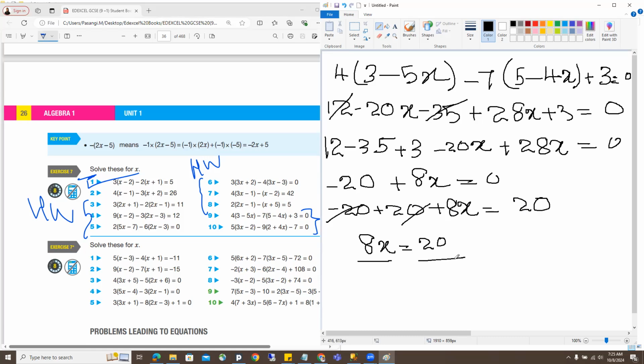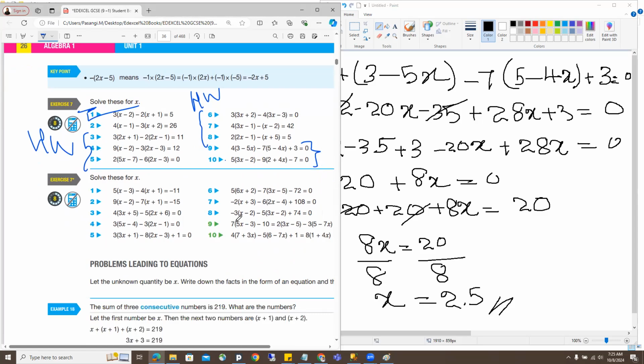Then you can divide both sides by, is it 2.5? 2.5, correct. Okay, 2.5. Last question, the 10th one. Once you do the 10th one, from the 7th star exercise, do only the last 4 questions: 7, 8, 9, and 10. The rest of the questions you can do at home. Okay, miss.